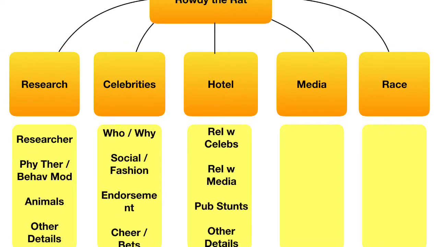And then for the hotel, think about what we talked about with the hotel. They had a distinct relationship with celebrities. They had a special relationship with the media. They're famous for doing crazy publicity stunts. And then some other details about the hotel, like the fact that they're in London, and they've been in business so many years. Things like that we could actually look up and put in there.